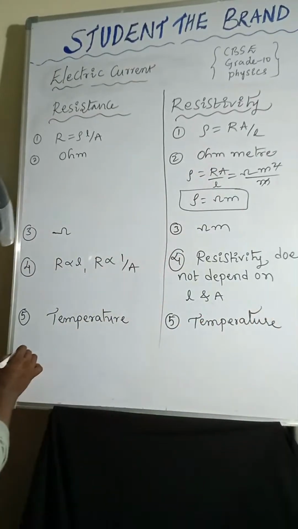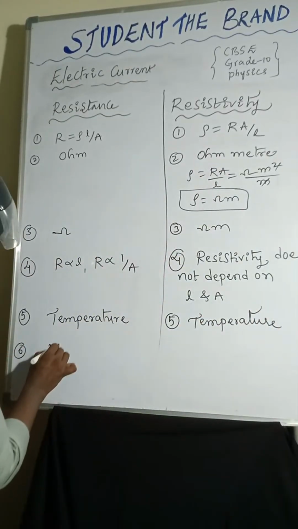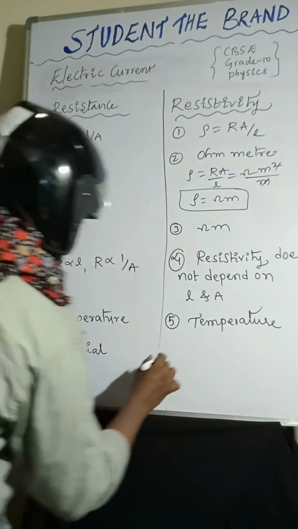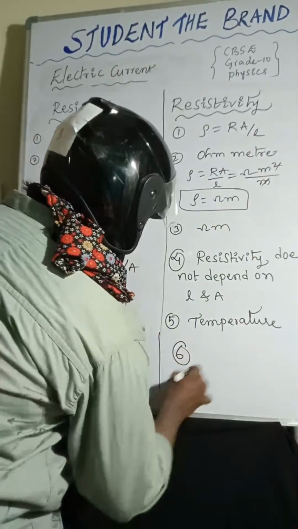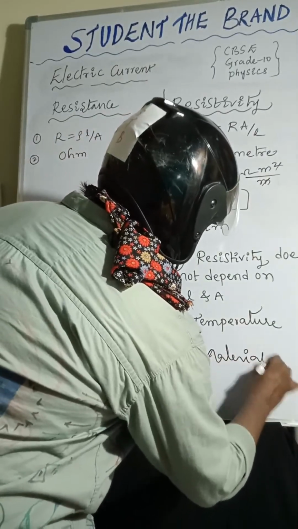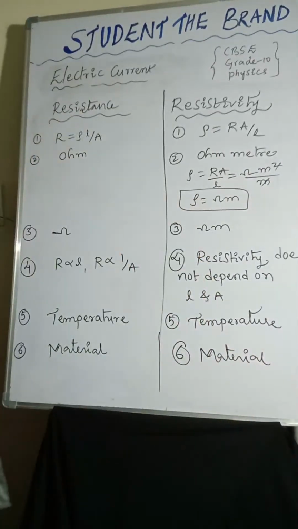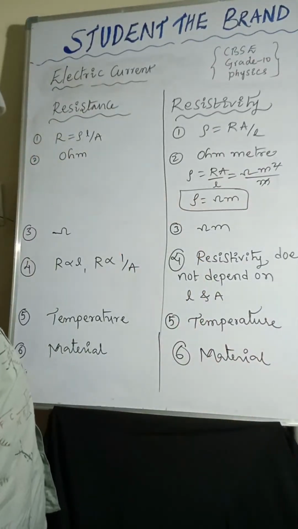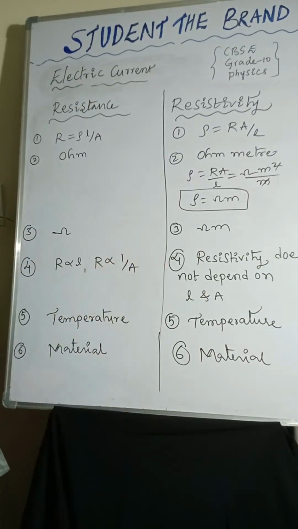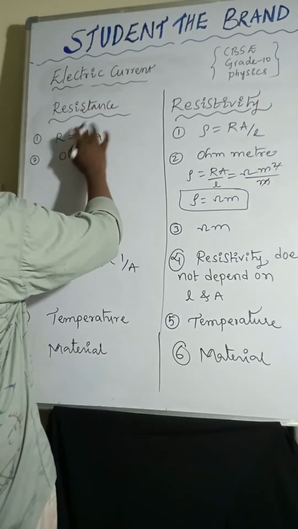Temperature. Coming to the sixth one, it depends on the material of the conductor. And here also, resistivity depends on the material. Okay, these are the points. Very important. Check once. Resistance R equals rho into L by S.